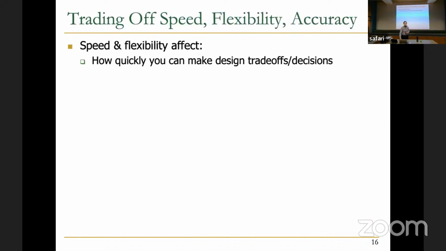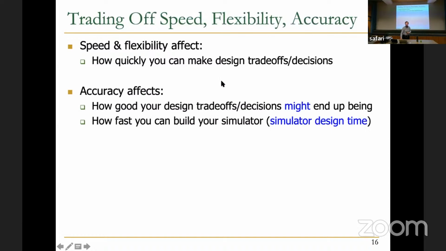As I said, speed and flexibility affect how quickly you can make design trade-offs and decisions. Accuracy affects how good your design trade-offs or decisions might end up being. And it also affects how fast you can build your simulator. Simulator design time is especially a strong function of accuracy. The more accurate you want to be, the more perfectly you want to model a real system, the longer you're going to spend designing the simulator, because there are many, many things that happen in a real system that you have to model.